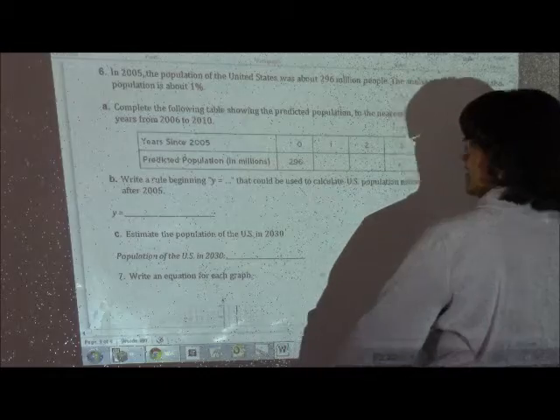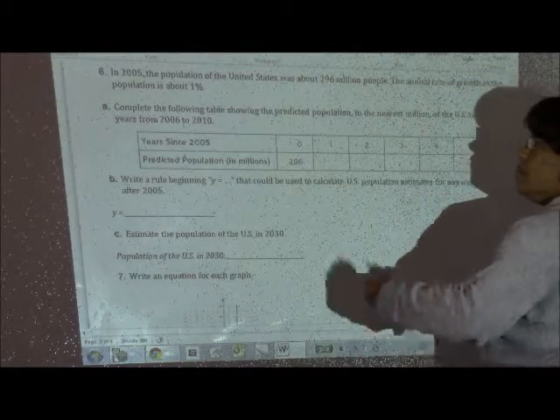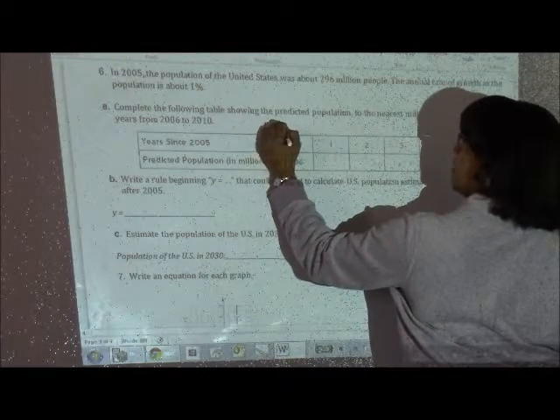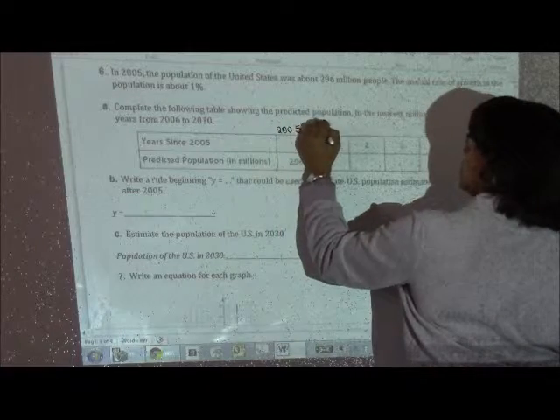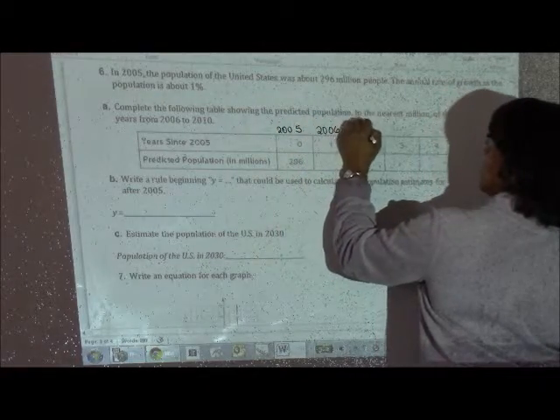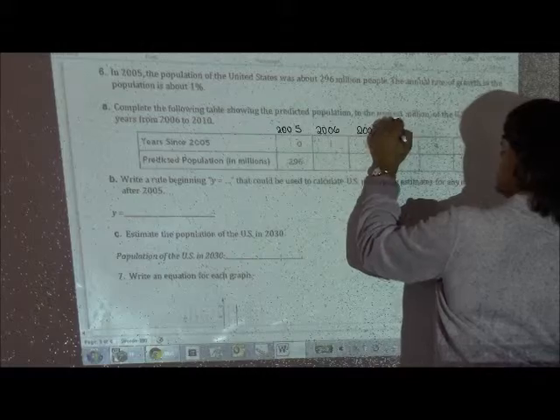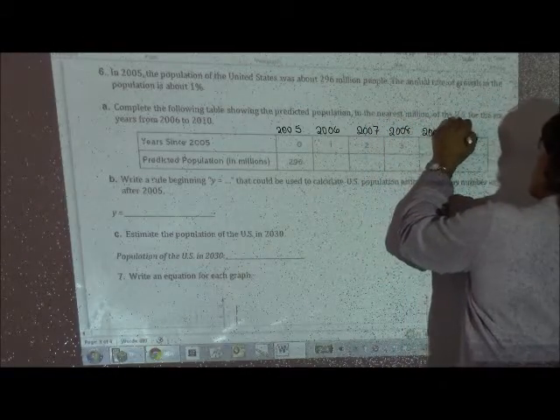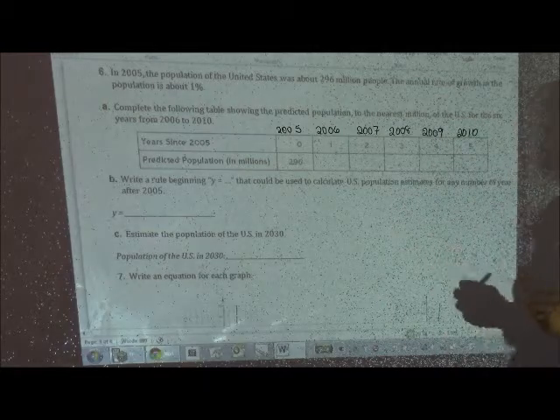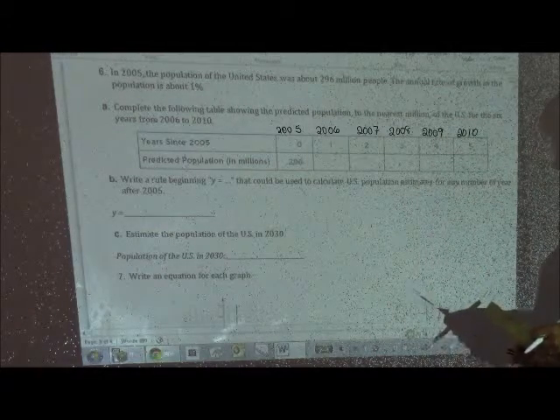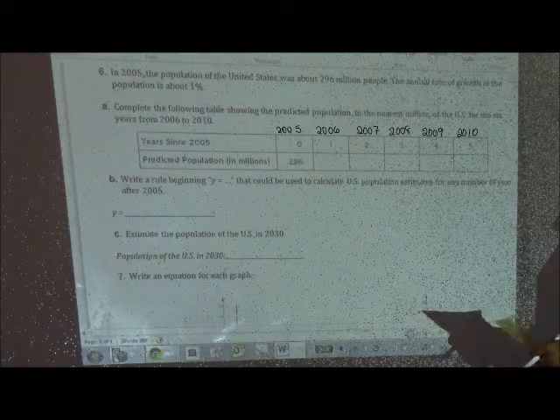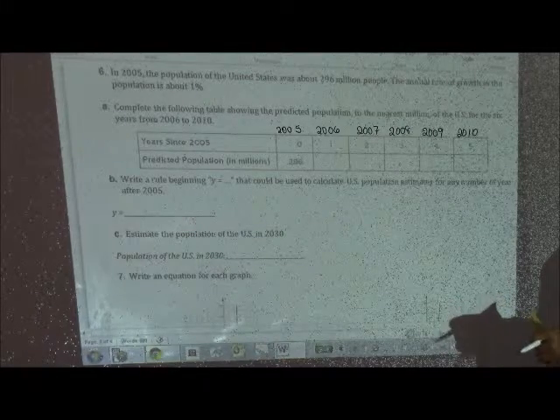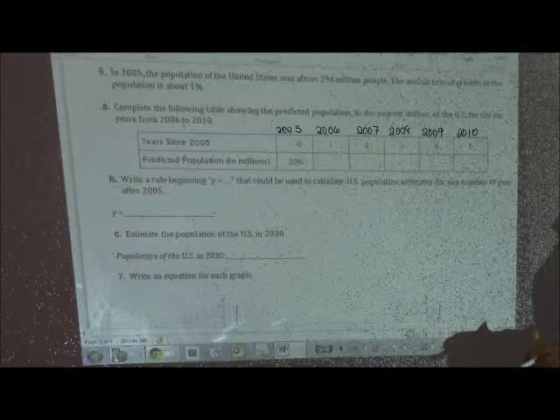So if it says 0, we know that that year had to be 2005 since no years have passed. So this is 2005, this is 2006, 2007, 2008, 2009, 2010. So we have those years established. And so what we want to know is the population. We can actually put in the equation and find the answer to that question.